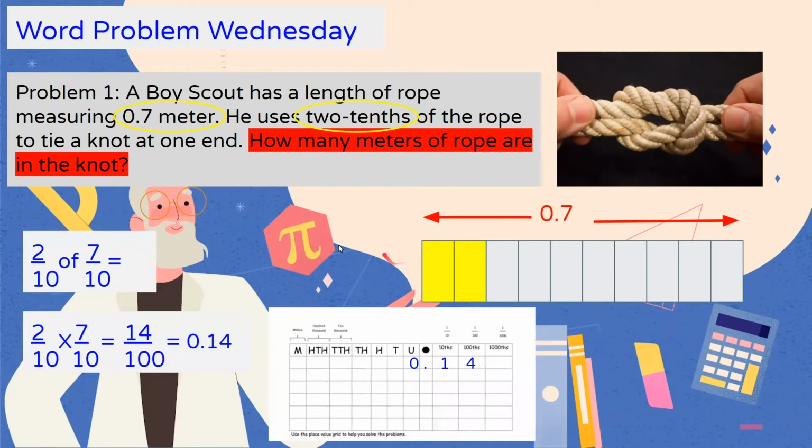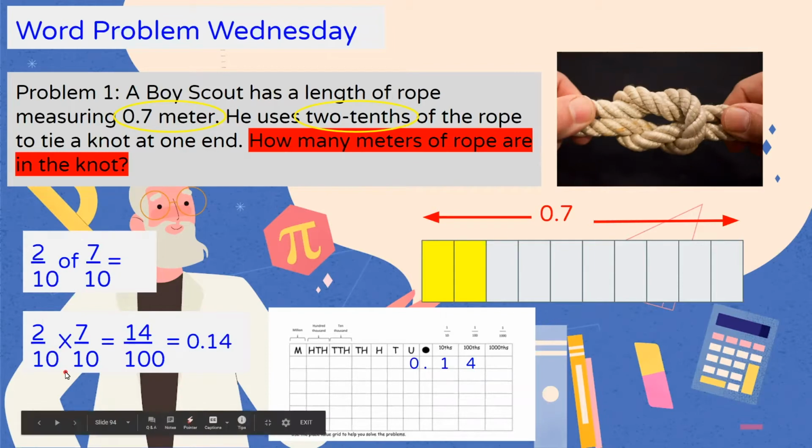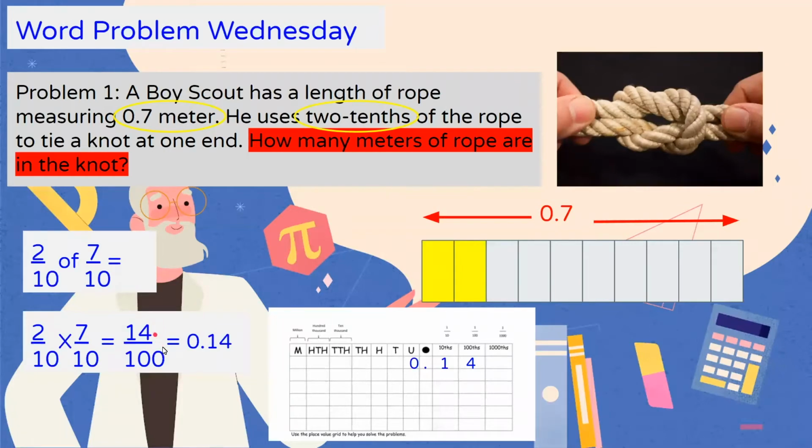So let's ask ourselves a question again. What is the question? We want to know how much 2 tenths of 7 tenths is going to be equivalent to. Well, one of the ways we did do things was we turned to fractions sometimes and multiplied 2 tenths by 7 tenths. Numerator times numerator gave us 14. Denominator gave us 100. 14 100ths is our fraction. We do not want to simplify here because then we wouldn't be able to convert it to decimals as easily.